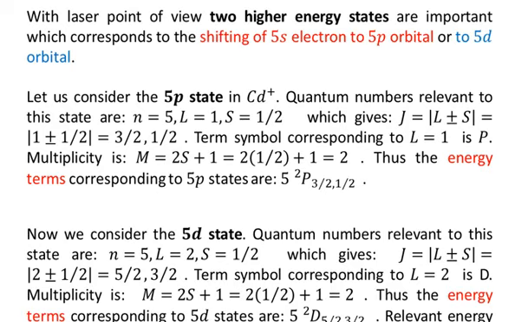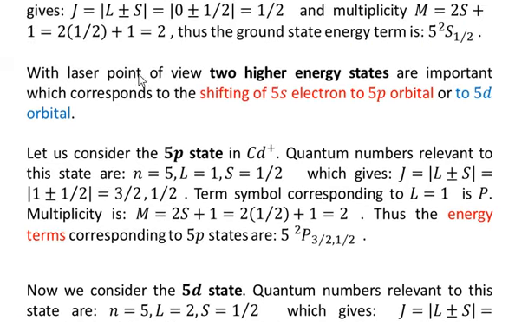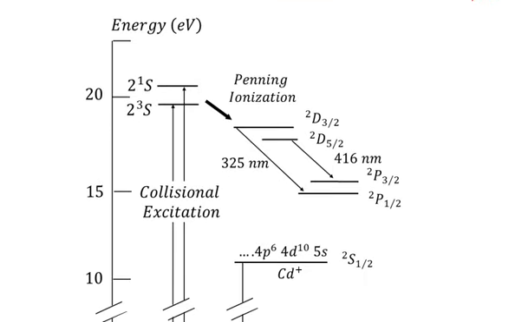So you see that I am now talking about here that with the laser point of view, two higher energy states are important, which corresponds to the shifting of a 5s electron to 5p orbital or to 5d orbital. You see that we have already this 5s electron. So this 5s electron is excited to either 5p. I have not shown 5p over here. It's located somewhere above these D levels, or maybe coinciding with the D levels.